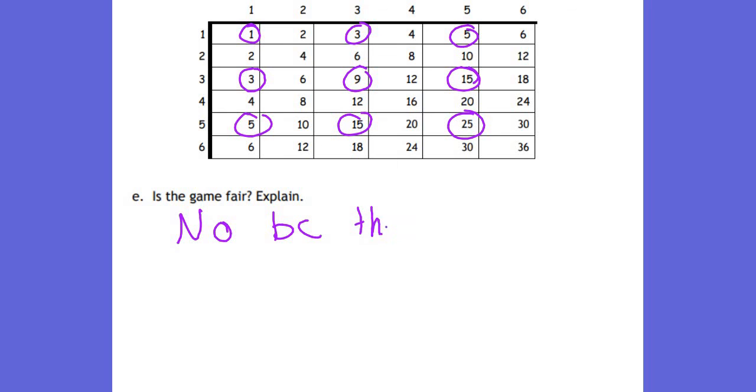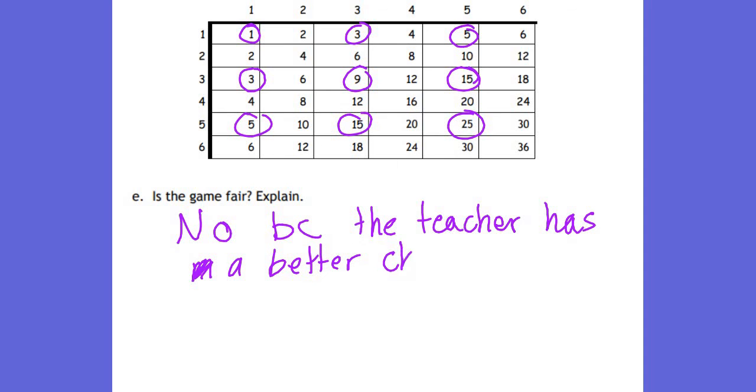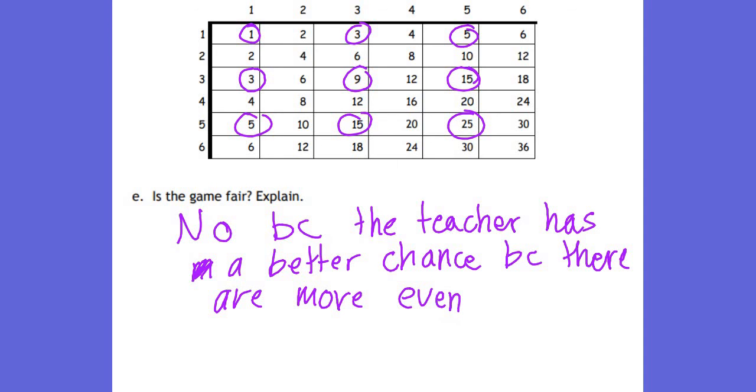The teacher has a better chance because there are more even numbers, or products, really.